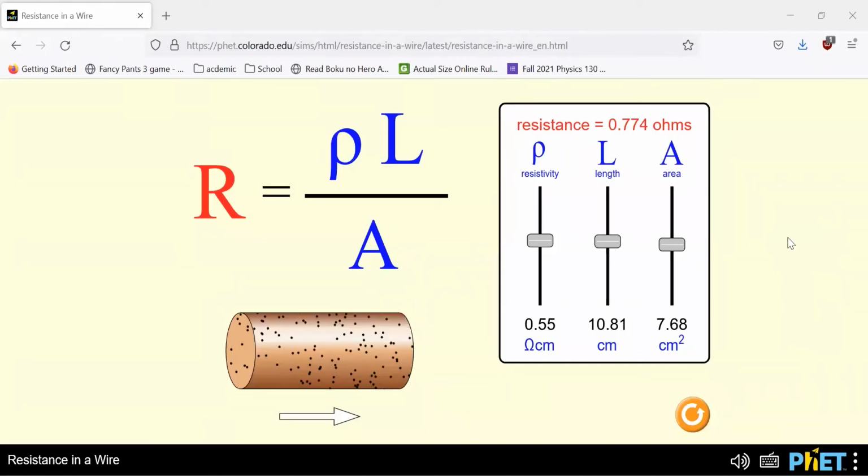Everyone, I'm Carol. I decided to go with the Resistance in a Wire lab simulation. And I like this one because I think it really helps you see the real difference between resistivity and resistance.